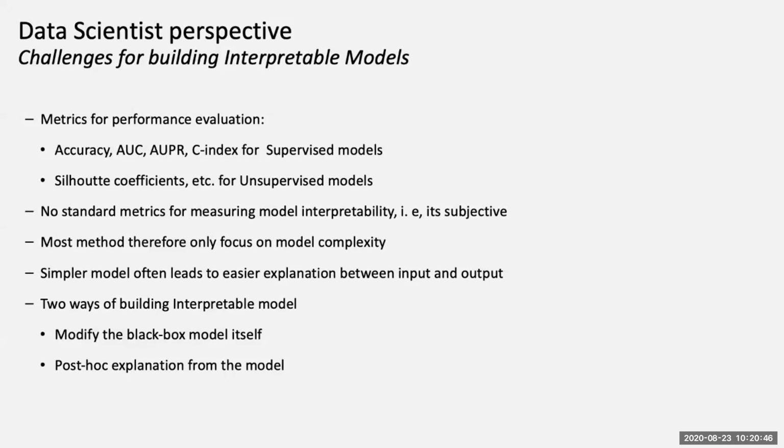And most of the models therefore focus on the model complexity rather than defining the complexity of the explanation itself when they evaluate the explanation. So often they assume that a simpler model leads to easier explanation between inputs and outputs. So there are two different ways of building interpretable models, as we described earlier. One is modifying the black box itself, and another is generating post-modeling explanation. And the metrics or standards differ for these two types of explanation. So we are going to explain that in the next slide.